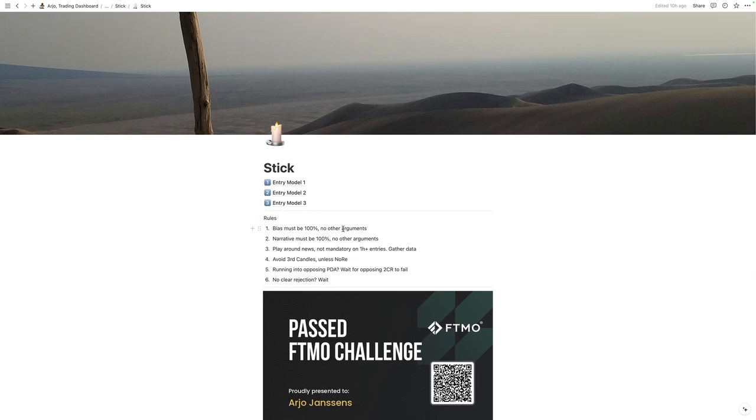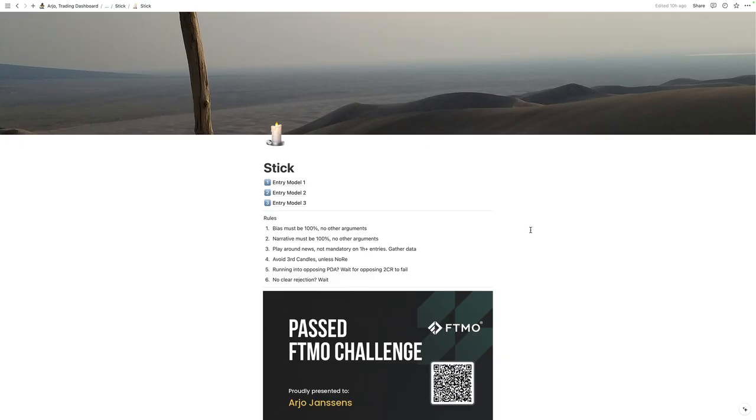We have a first rule: bias must be absolutely 100%, no other arguments. This trading plan is a filtering process trading plan. So remember the two foundations. We either have a filtering process trading plan or we have a flow trading plan. This one is a filtering process trading plan. The bias for the stick trading plan must absolutely be 100%. There can't be any other argument. So I must be 100% bullish to even look at the entry model right there.